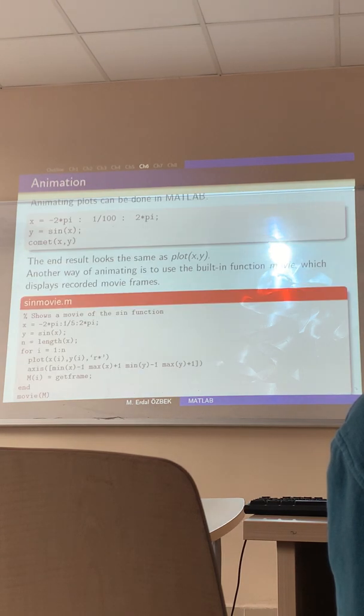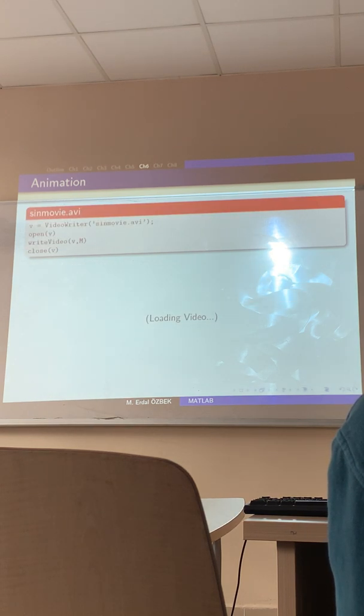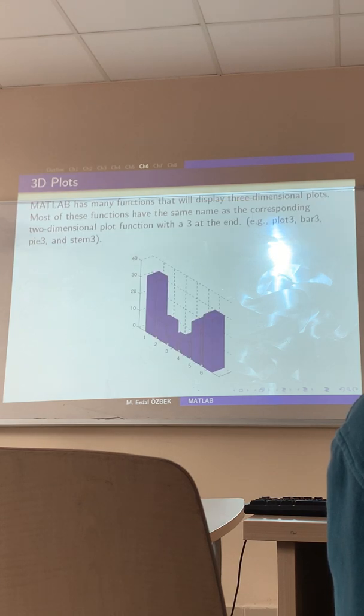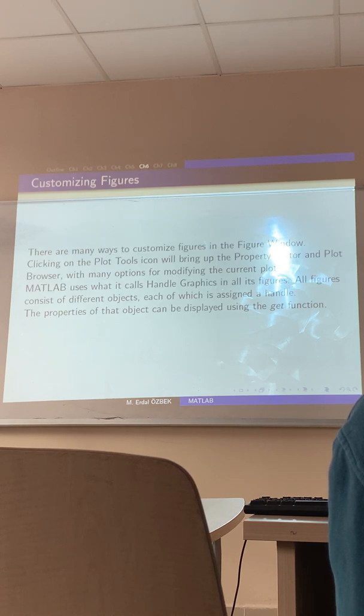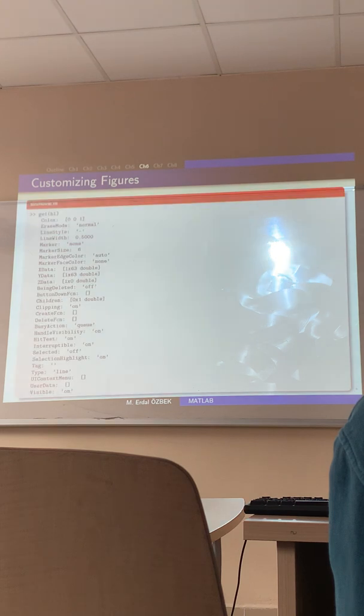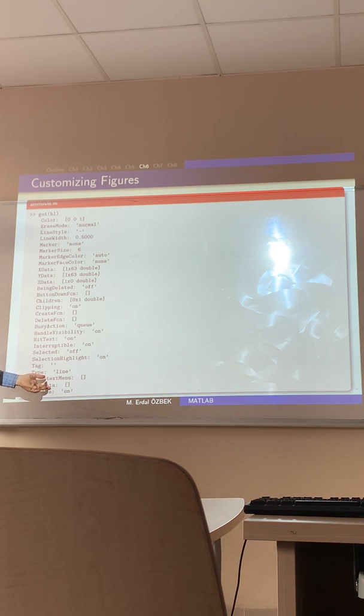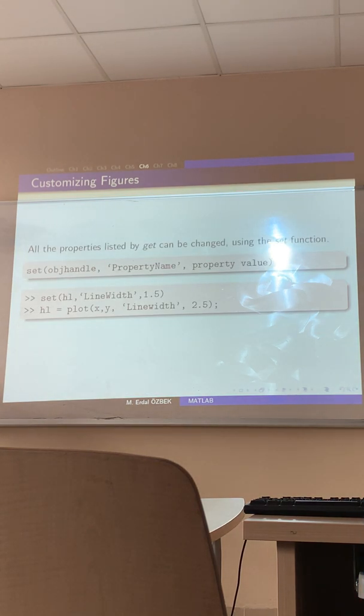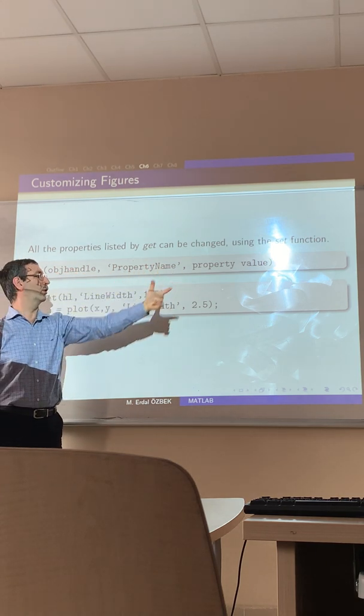You have the pie function. You have the animation by using comet, right? And you have the animation by movie. And you can save your movie as an AVI. And you can also have the 3D plots, lots of things, and you can get the information to change any property of your plots. Marker size, line size, colors, and everything that you have. You get the information, and then you set the information with the property name.